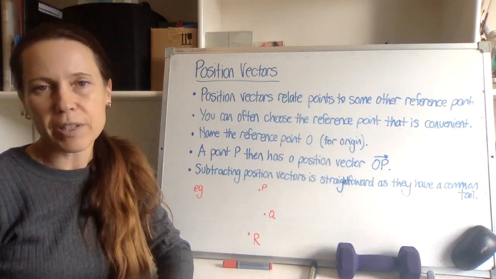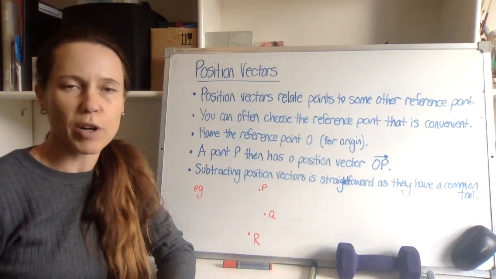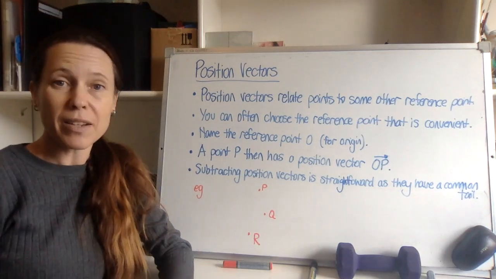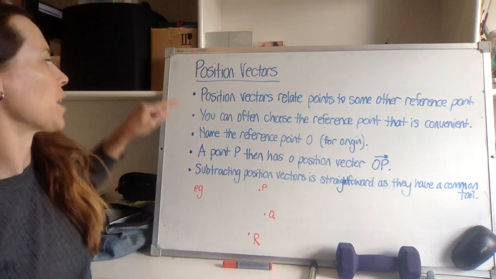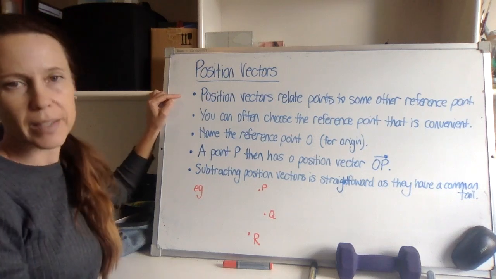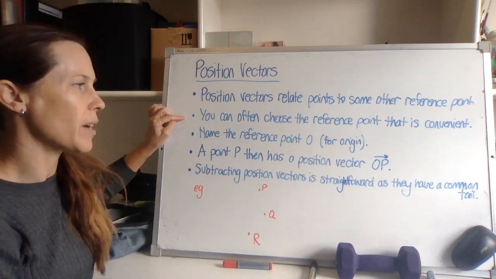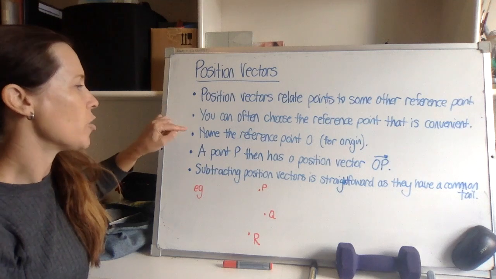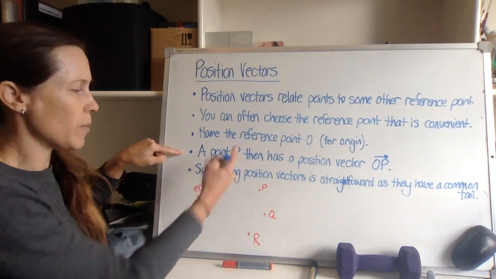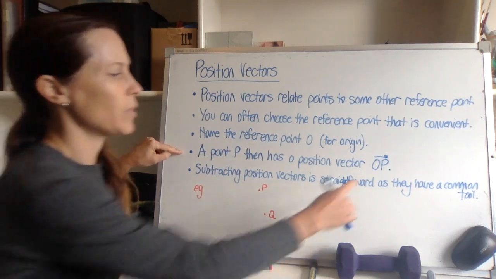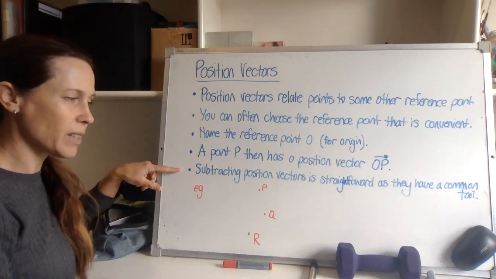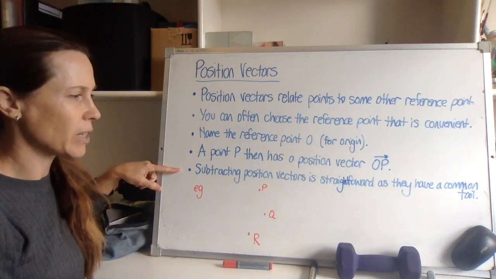So there we can get the exact same answer, but we're showing our working with directed intervals instead. Now that brings us to position vectors, because if we are subtracting vectors, then it's helpful if they have a common tail. And if they don't, we can make them have a common tail by creating these things. So position vectors relate points to some other reference point, and you can often choose that reference point so that it's convenient. You can name your reference point O for origin, and so then any point, say P, would have a position vector, OP, as a directed interval.